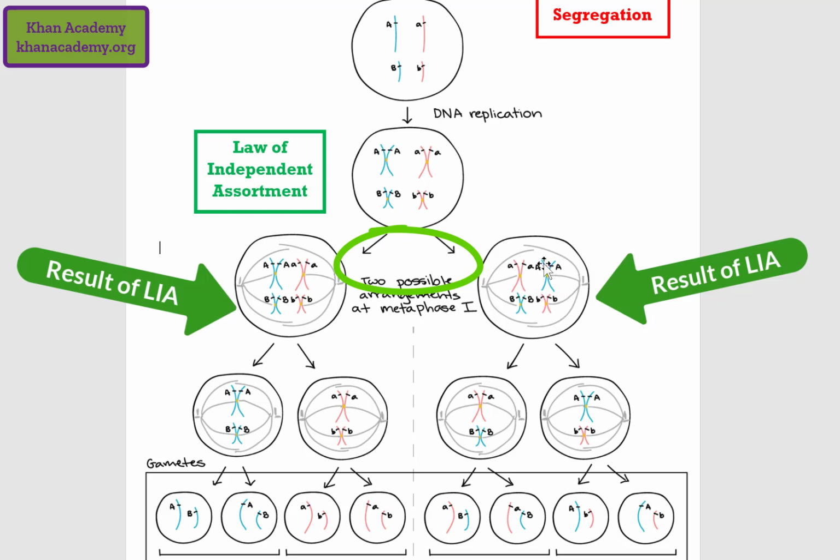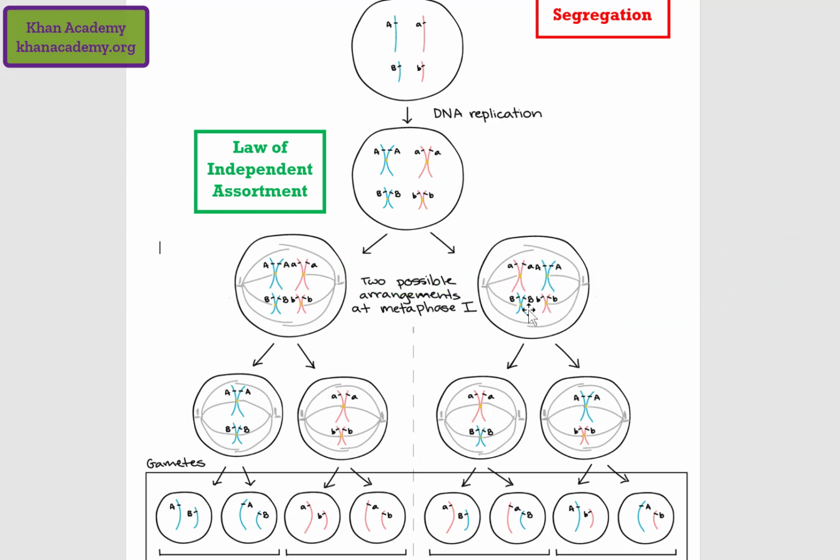The law of independent assortment says that when the tetrads line up on the metaphase plate, they have no idea what any other tetrad is doing. It is completely random. So having both of the blue chromosomes on one side and the pink on the other is just as likely as having one pink and one blue on one side of the metaphase plate and the blue then pink on the other side.